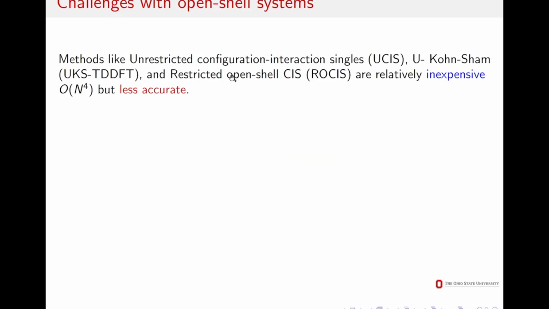There's another method, the restricted open shell CIS. It's better than the unrestricted one, as it uses the restricted open shell Hartree Fock orbitals as the ground state. So your ground state is spin complete, and you will not get any spin contamination. But when you get the excited states, the excited state wave function is not spin complete, so you'll get some kind of errors. These methods are relatively inexpensive, around n to the power four, where n is the system size, but they are less accurate.